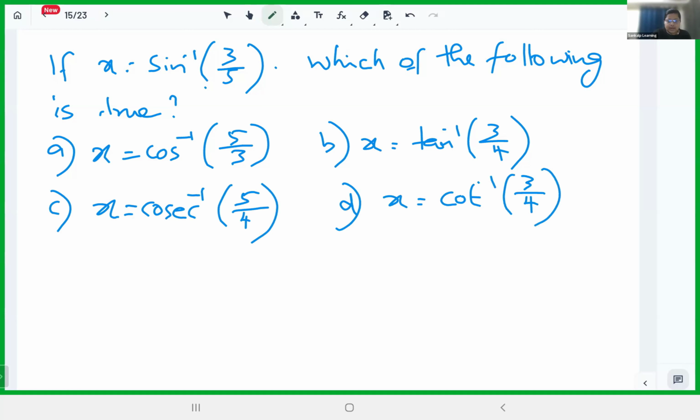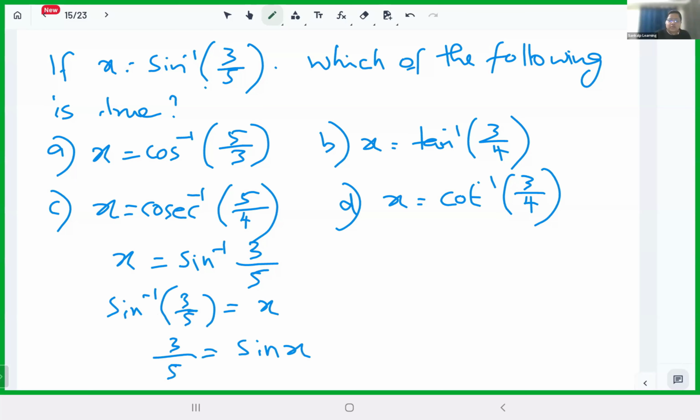Alright. So x is given as sine inverse of 3 by 5, and they are asking which of the following is true. Since x is equal to sine inverse of 3 by 5, by using the definition of inverse, we can write 3 by 5 as sine x.